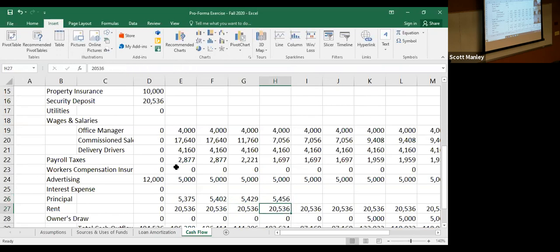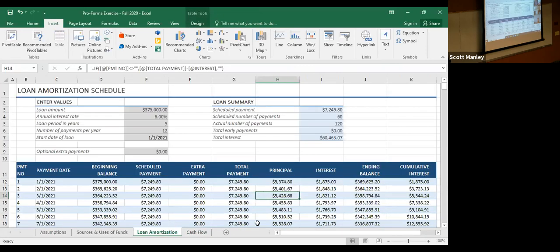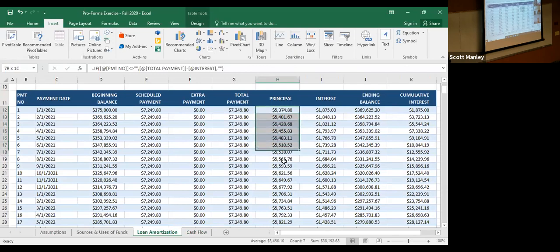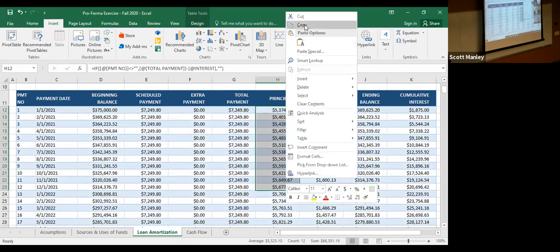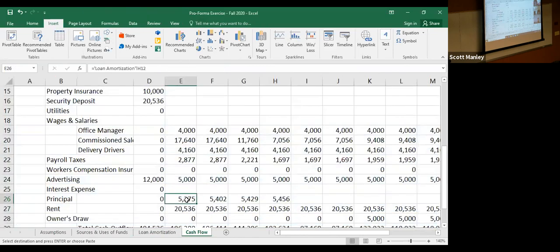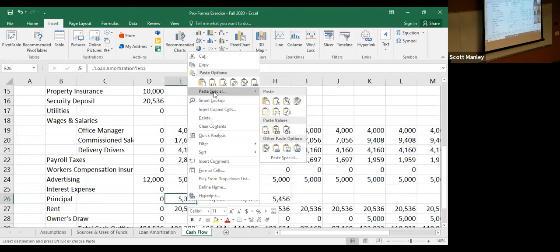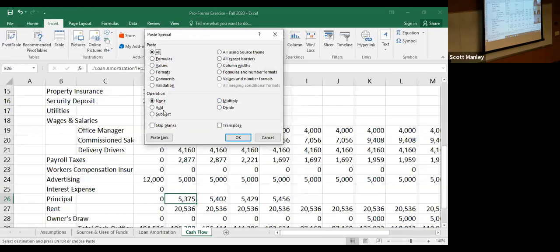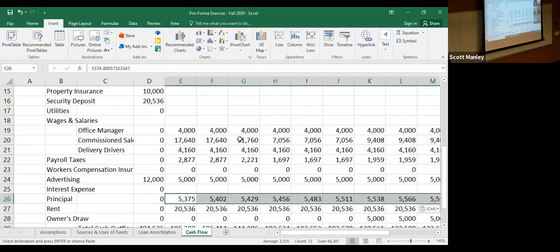There's another shortcut that I can show you. This is a really easy one. If I copy the first 12 cells for my principal, I can right click and hit copy, go to my cash flow, click on my first month, right click, select paste special, and do values and transpose it. It copies it all over.